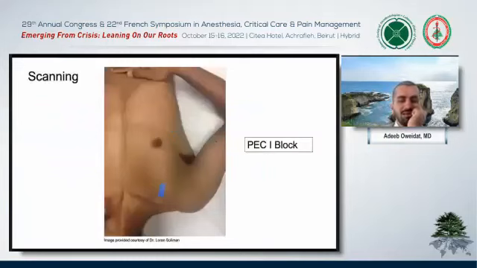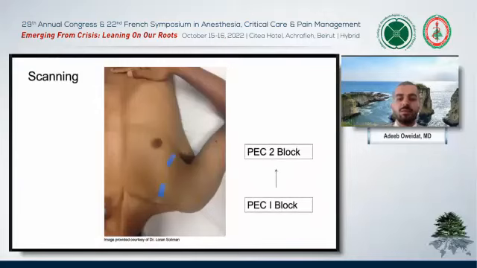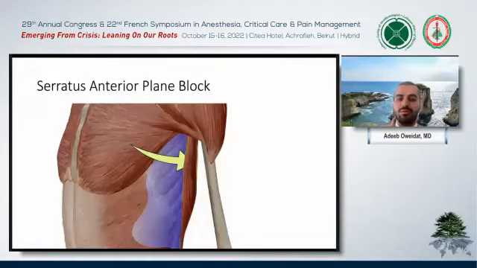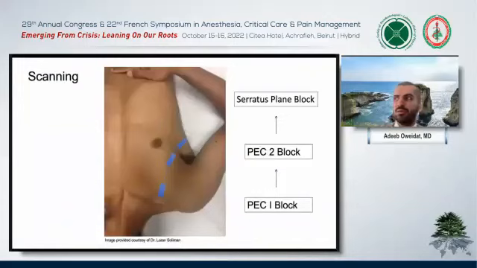So how do we do the scanning? It's a very easy block to perform. You just put the probe in the infraclavicular region, like you're doing an infraclavicular block for a brachial plexus. And then you will tilt the probe more medially to see the ribs. And then you will start counting the ribs from the second rib, because below the clavicle, it's the second rib, and you go more laterally until you go below the axilla and you're at the third, fourth rib, and then you will start seeing the serratus muscle.